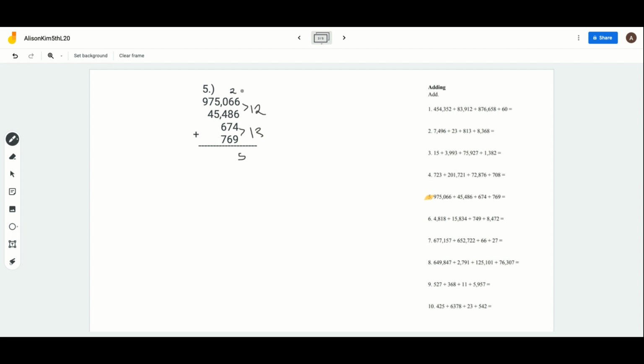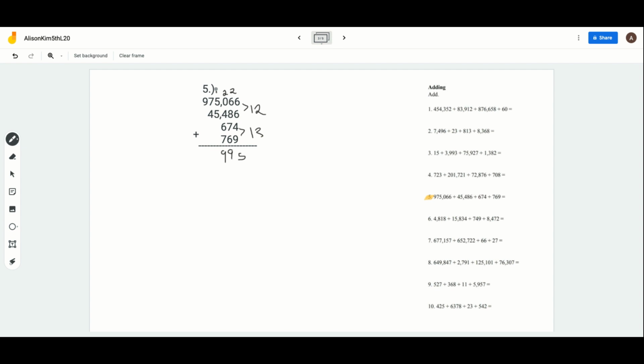And then we add again. 6 plus 2 is 8, right? And then 8 plus 8 is 16. 16 plus 7 is 23, and 23 plus 6 is 29. So we bring the 9 down. Oops, that doesn't really look like a 9. We're going to bring the 9 down and bring the 2 up here. So 2 plus 0 is just 2. 2 plus 4 is 6. 6 plus 6 is 12. 12 plus 7 is 19.